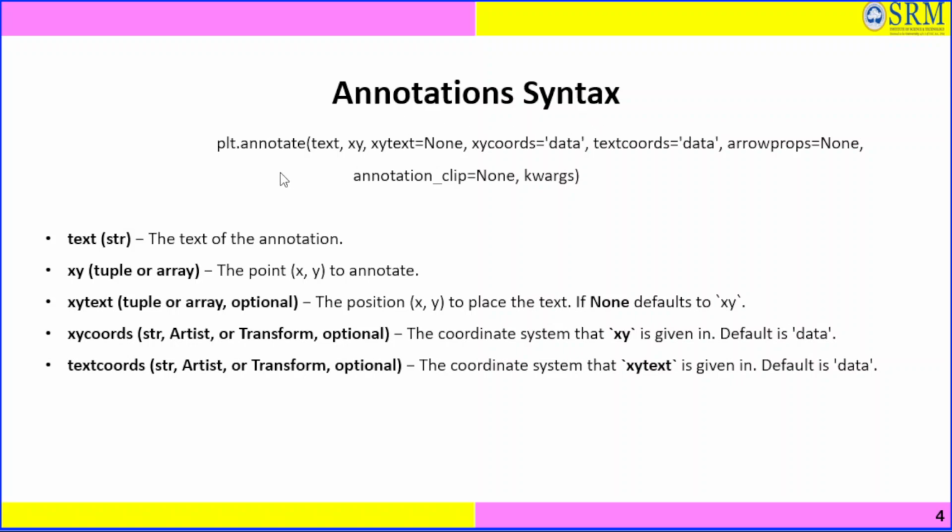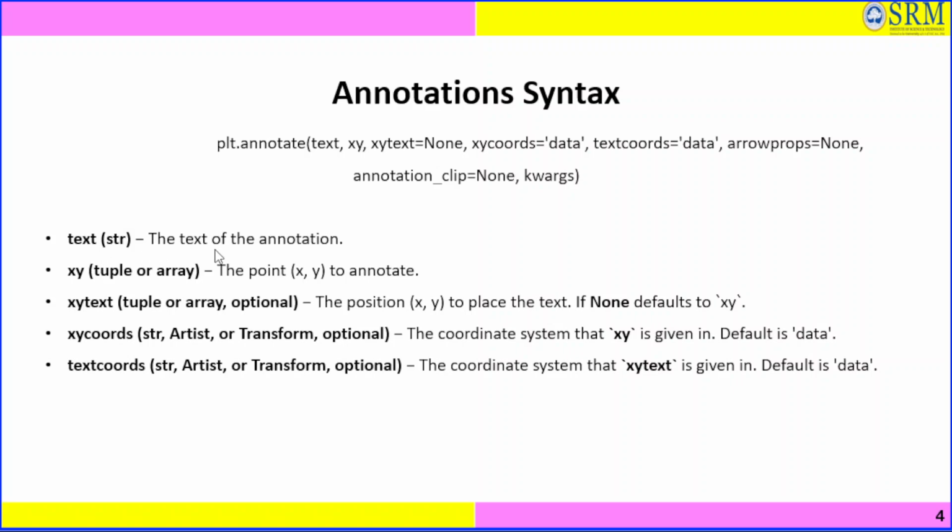Annotation syntax. plt is the Matplotlib library alias name. plt.annotate(text, xy, xytext=None, xycoords='data', textcoords='data', arrowprops=None, annotation_clip=None, **kwargs). So this is the syntax for generating an annotation.